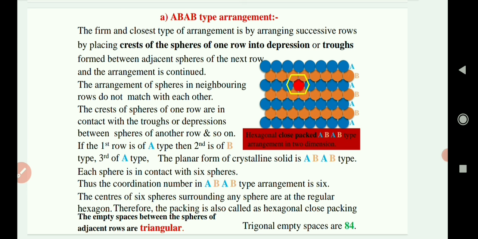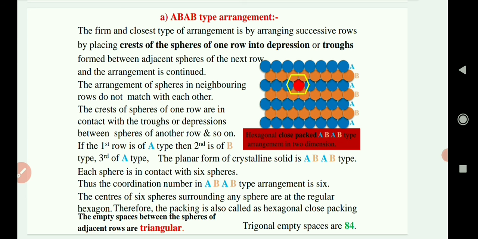The particles are not lying one below the other. Here we find that A line particles are in one line and B line particles are not matching with A, but all B line particles are matching each other. So we have given two different colors: blue is for A and orange is for B. The arrangement of the spheres of the two rows do not match each other. Such type of arrangement is called AB-AB type of arrangement.